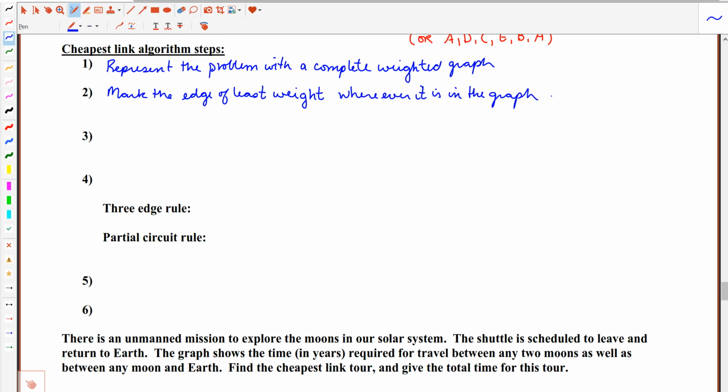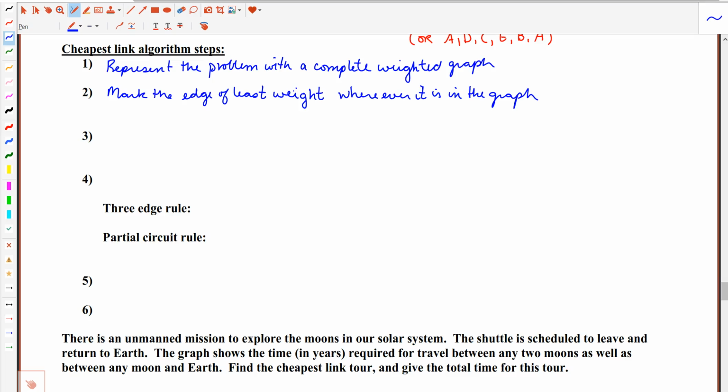So this is kind of like a holistic search. You're going to look over the entire weighted graph, and wherever that least weighted edge is, you're going to mark it. Now, if there was ever a case that you have 2 of those least weights on different edges, at that point in time you would just pick one of them.